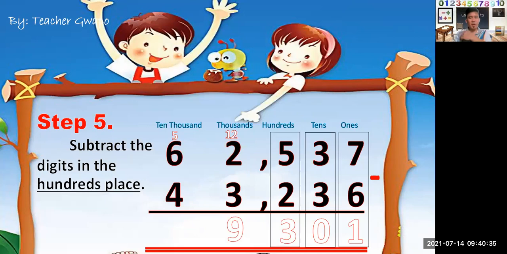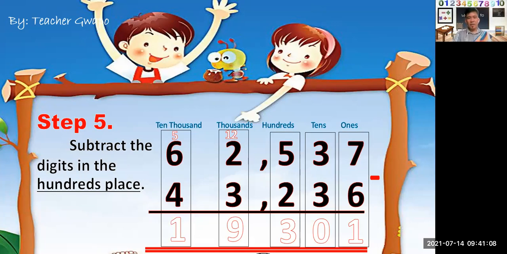Step number 1, 7 minus 6 is 1. Step number 2 in tens place, 3 minus 3 is 0. Step number 3 in hundreds place, 5 minus 2 is 3. And step number 4 in thousands place, 12 minus 3 is 9. And here, step number 5 in ten-thousands place, so 5 minus 4 is 1. Okay, so that's it. It's very easy.